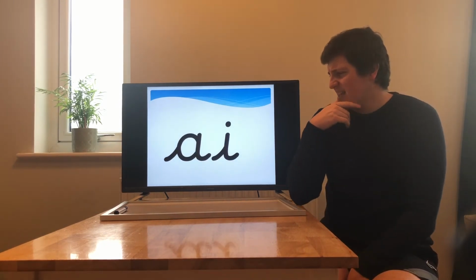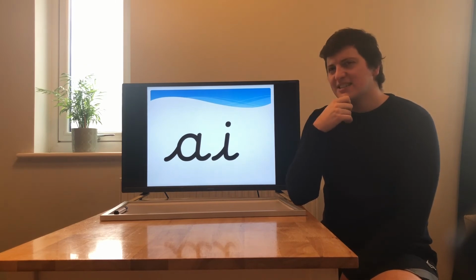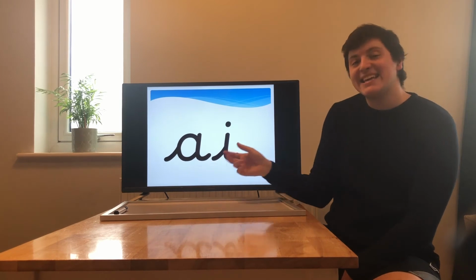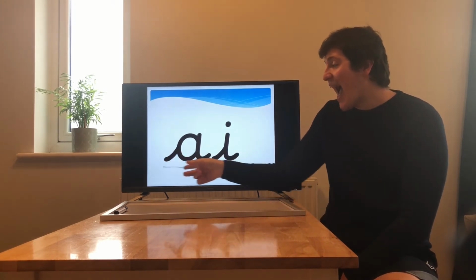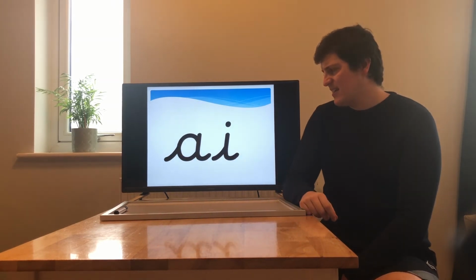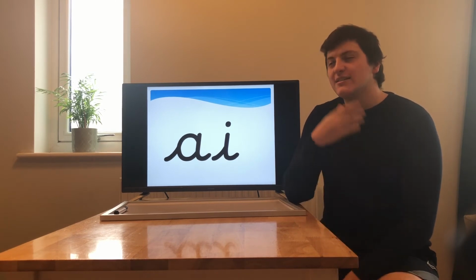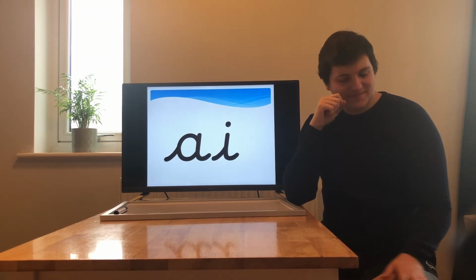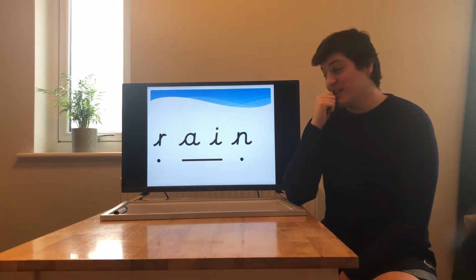What's this sound here? Do you know which digraph this is? This is the ai. Ai. Now, can you think of any words that have the ai digraph in? I'll think of some myself. I've got one. It was this word here.